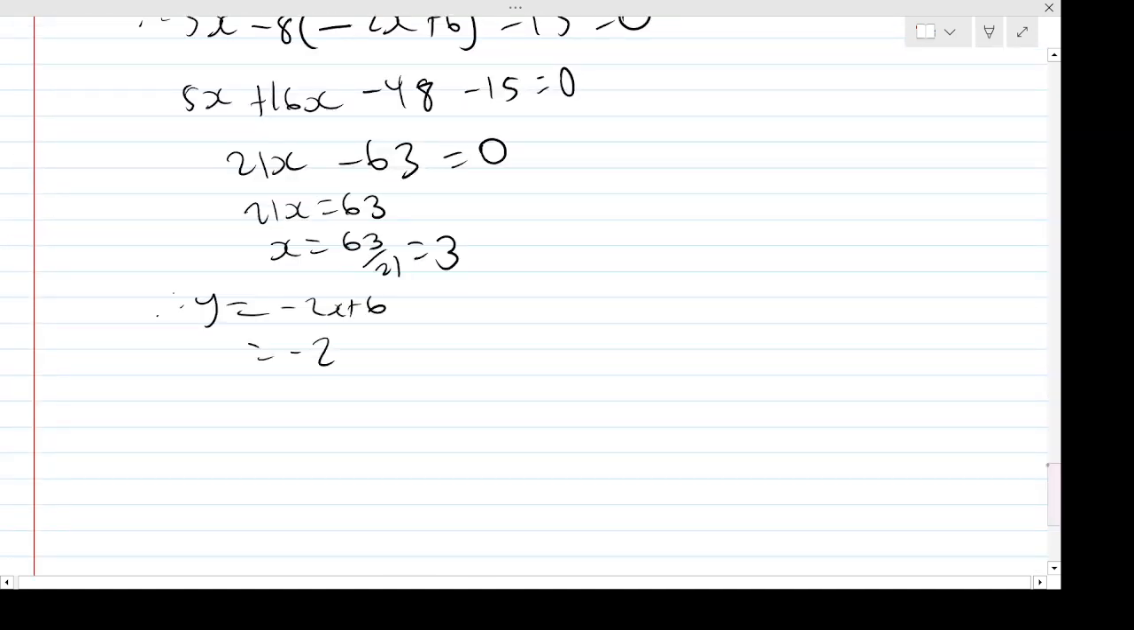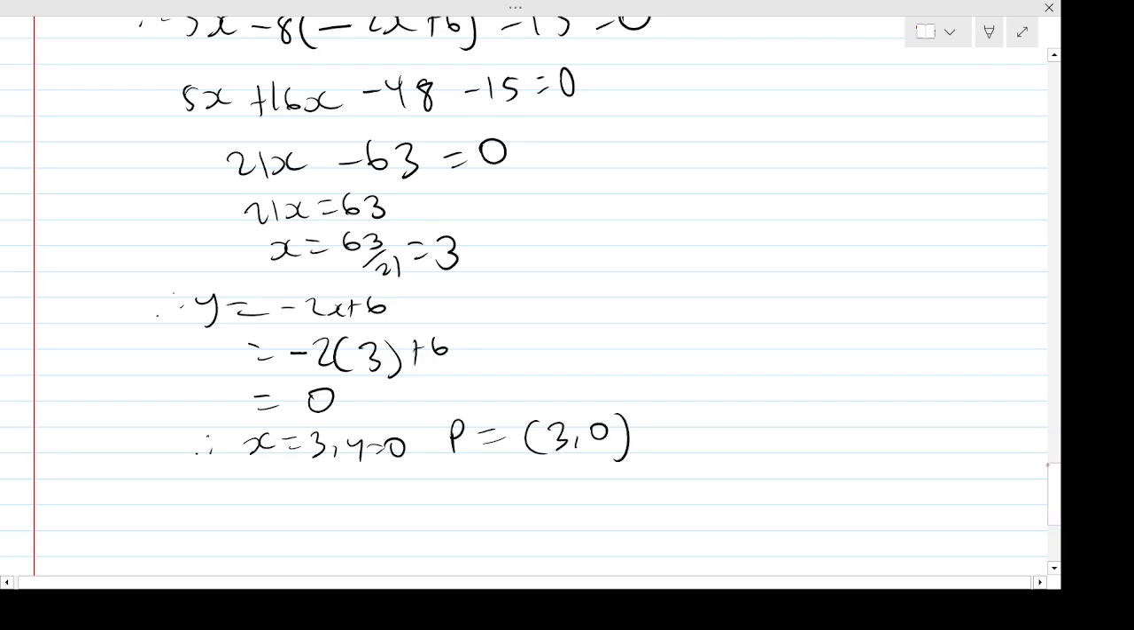That's going to equal minus 2 lots of 3 plus 6, because x is 3. And that will be minus 2 times 3 is minus 6, plus 6 will be 0. Okay? So therefore, x is 3, y is 0. Which means the point P, which is this coordinate, is when x is 3, y is 0. Okay? So that's our point of intersection. Cool.